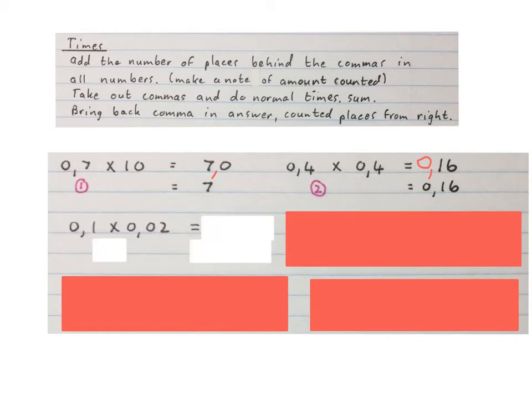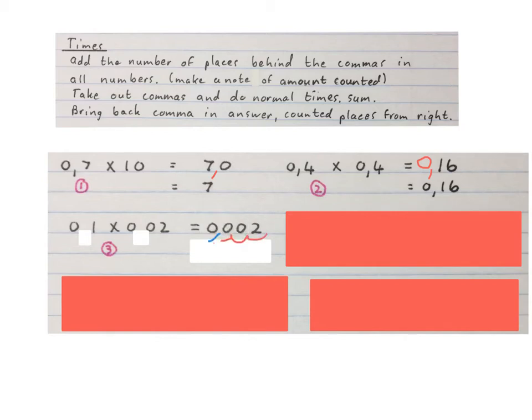Next question, 0,1 times 0,02. Count the places behind the comma in both numbers. There's 3 places, 1, 2, 3 places behind the comma. I indicate it. Take out the commas and multiply normally. 1 times 2 is 2.